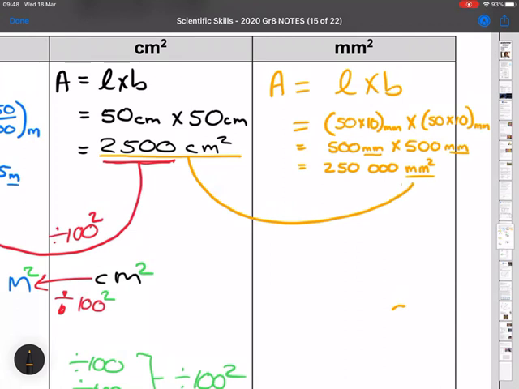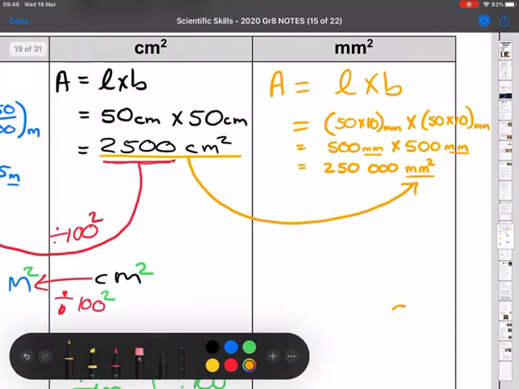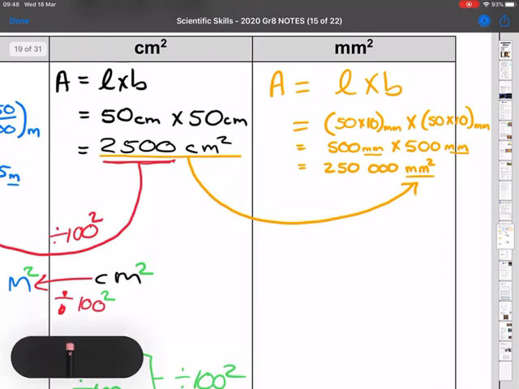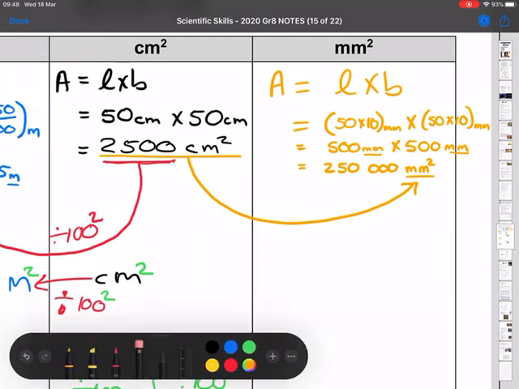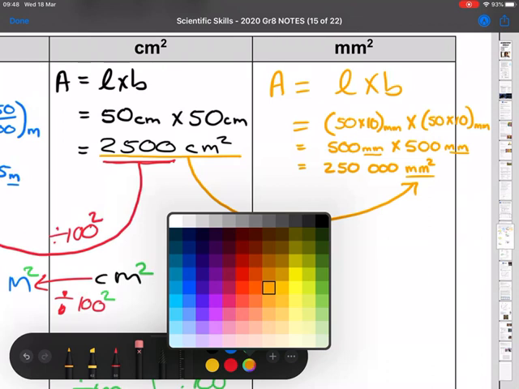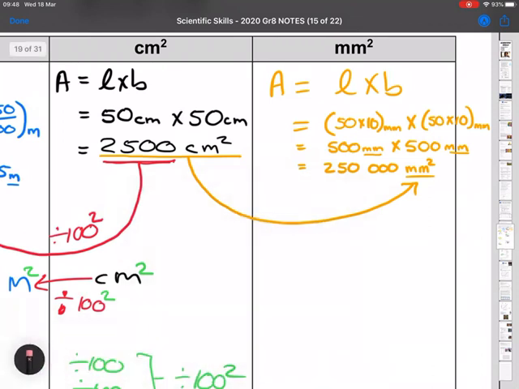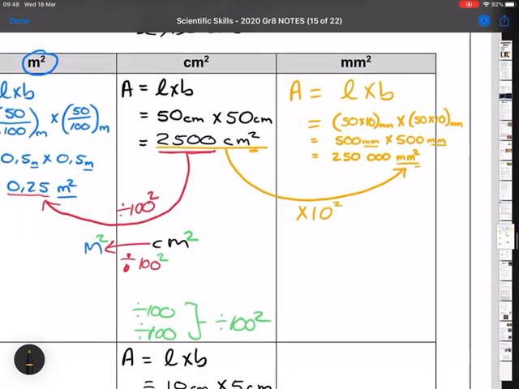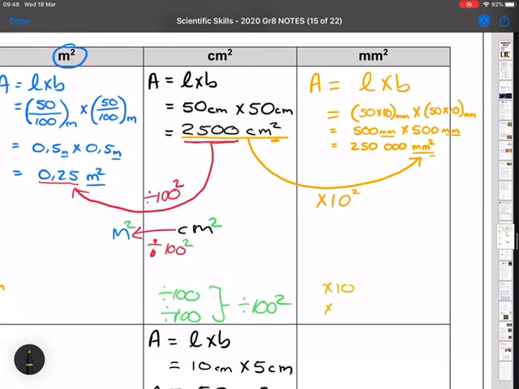So from centimeters to millimeters squared, if you were just converting a centimeter to a millimeter, you're going from a bigger unit to a smaller unit, so you would normally just multiply by 10. But because we've got centimeters squared and we want millimeters squared, you have to times by 10 twice. So you'd go times by 10 times by 10. And just like over here, if you go times by 10 and you times by 10 again, that's exactly the same as just multiplying by 10 squared, or 100.